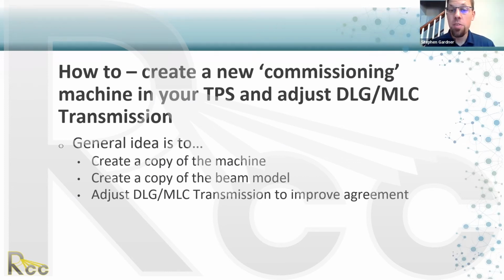So, all right, so moving on. Next, we're going to talk about how to create a new commissioning machine in your treatment planning system and adjust the DLG and MLC transmission so you can adjust the model and see if you can get better agreement. So the general idea, before we get into the nuts and bolts here, is to create a copy of the machine and then create a copy of the beam model and adjust the parameters to improve the agreement.